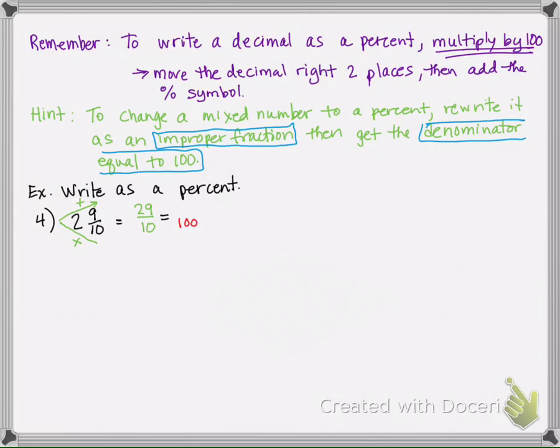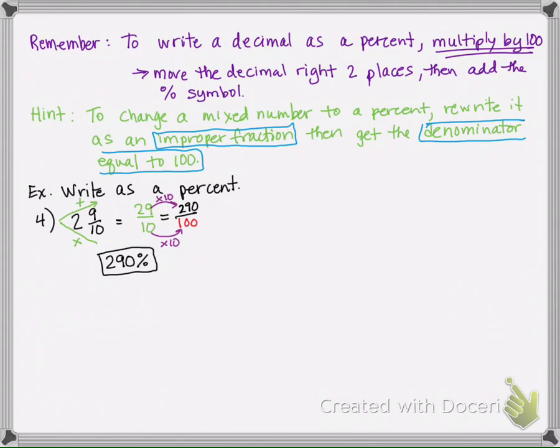Can 10 go into become 100? And the answer is absolutely. So we're going to go ahead and multiply 10 by 10 to get to 100, and we're going to multiply the numerator by 10. And that's going to give us 29 times 10 is 290. Now, remember, we're trying to change it to percent, so we're going to take the number that's over 100, and that's going to be our final answer. So here we go, 290, and then add the percent symbol. So 2 and 9/10 is the same as 290%.